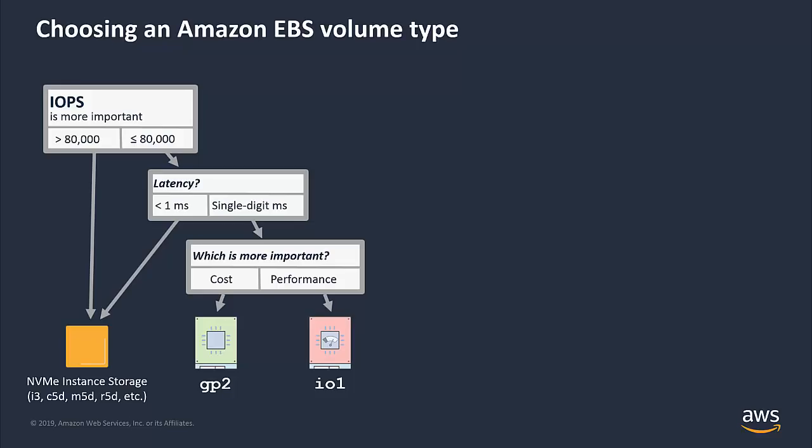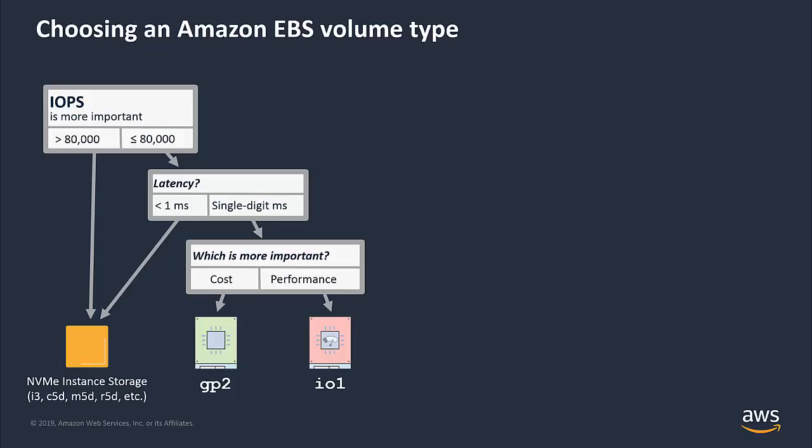IO1 volumes provide up to 4 times the performance of GP2 volumes, delivering up to 64,000 IOPS and 1,000 megabytes per second on Nitro-based instances. On all other instance types, IO1 volumes can deliver up to 32,000 IOPS and 500 megabytes per second.